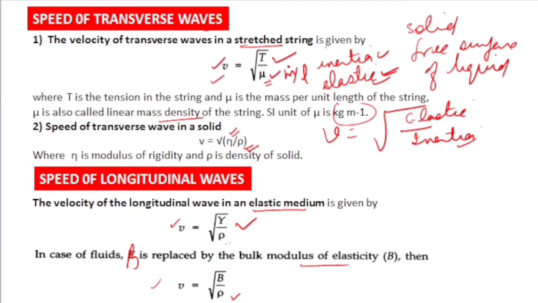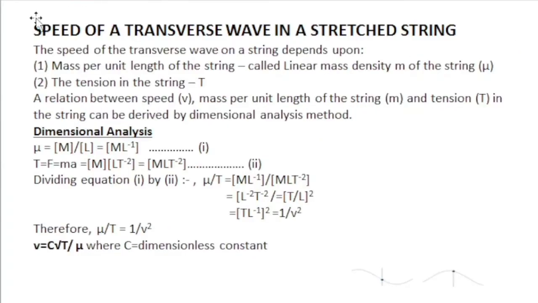How do you derive this formula? You can derive it with the help of dimensional analysis. I am going to derive the speed of a transverse wave in a stressed string. You know, the speed of a transverse wave on a string depends on the mass per unit length of the string, represented by mu, and the tension T in the string. So you can derive the relation of velocity with mass per unit length and tension with the help of dimensional analysis.